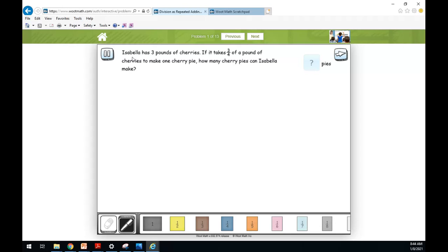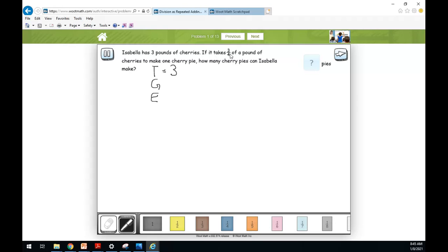So here's a question. Isabella has 3 pounds of cherries. If she uses 3/4 of a pound of cherries to make 1 cherry pie, how many cherry pies can Isabella make? It's really important to see which one's my total, which one's my group, and which one's my each. And I think it's very important to write down TGE so that you can pick it apart. Well, if she has 3 pounds, she's starting off with 3 pounds. So that means my total is 3.